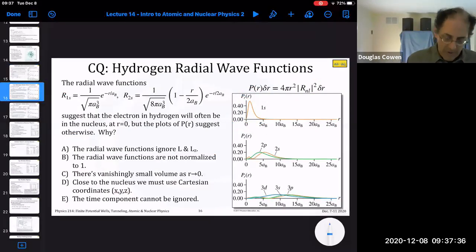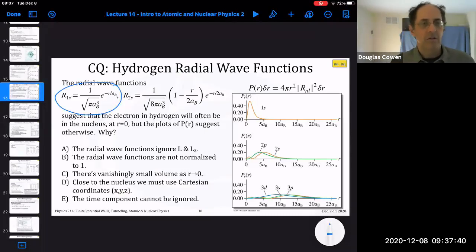So these radial wave functions that we wrote down, focusing again just on the 1s one, suggest that the electron in hydrogen will often be at the nucleus itself, like right on top of the proton in the case of hydrogen. Because if you look at this equation for R1s, if you put in r equals 0, then you're going to get the largest value for R1s.